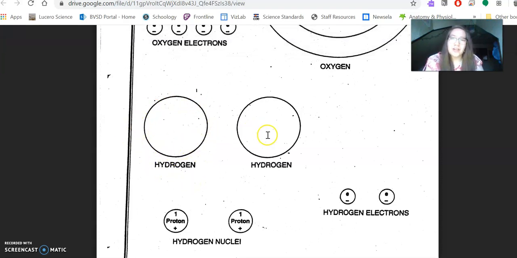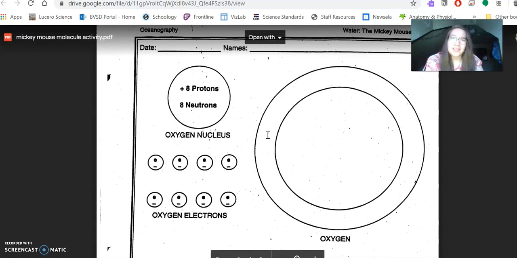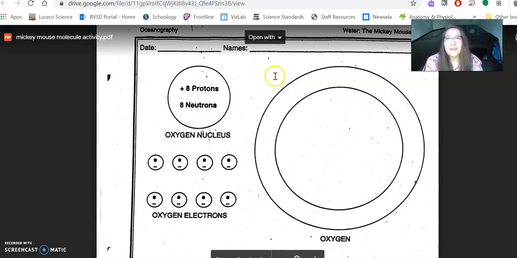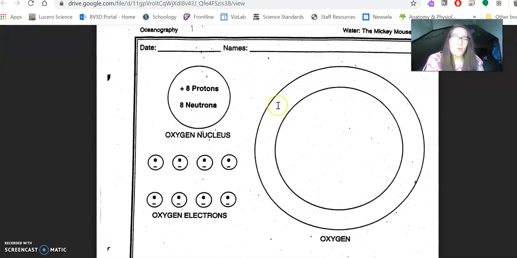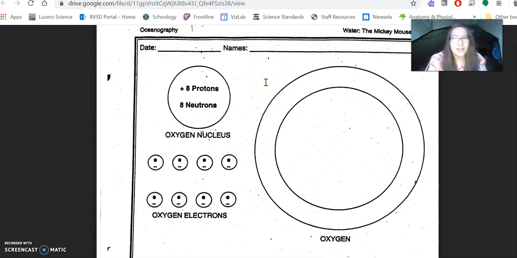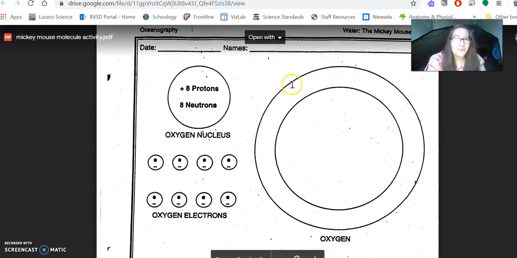Once you've made your hydrogens and oxygens, you're going to put them together, and you'll put the hydrogens up top. It'll look like a Mickey Mouse, and you'll see that the hydrogen also shares that electron with oxygen. So not only is oxygen giving an electron, hydrogen is also giving an electron. And that way, they're both happy. Hydrogen wants an outer shell of 2, and if oxygen shares 1, and it already has 1, it's going to have that full outer shell.